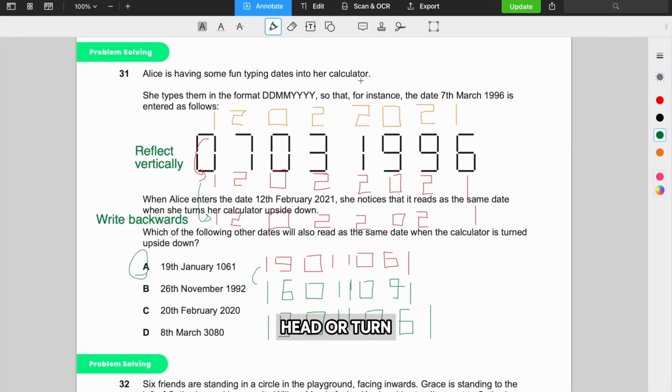Okay, just turn your head or turn the paper. That's the easiest way to do it. Don't bother with this process that I've suggested. It takes a bit too long.